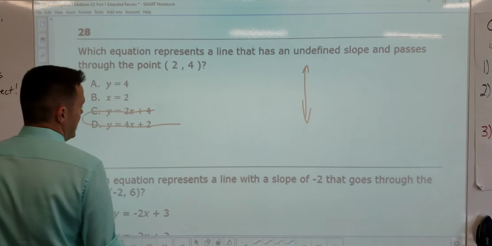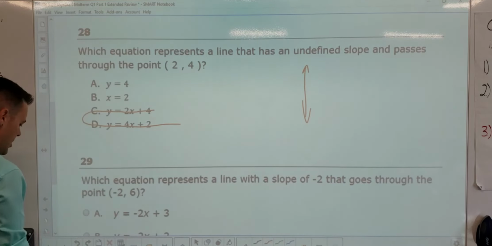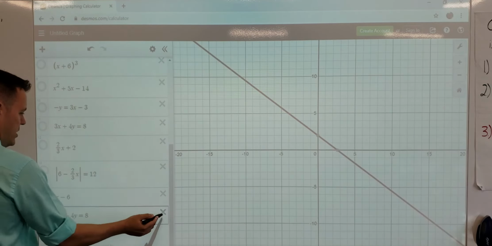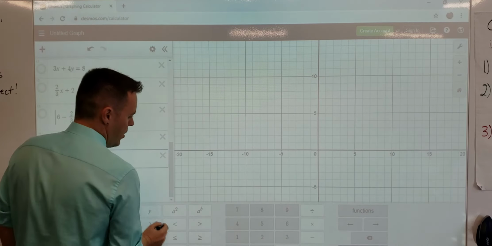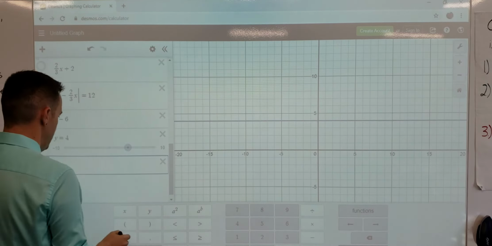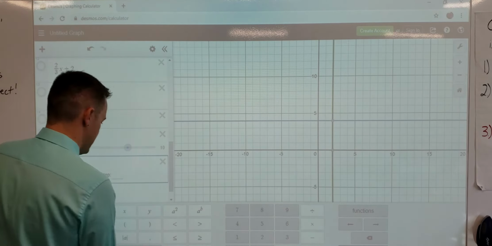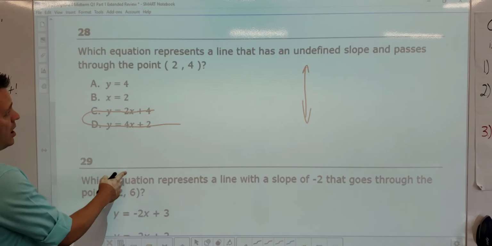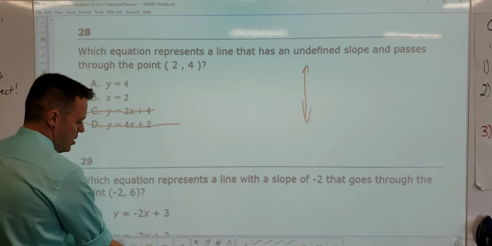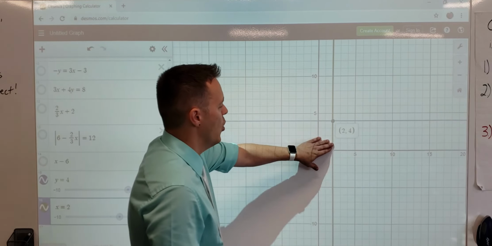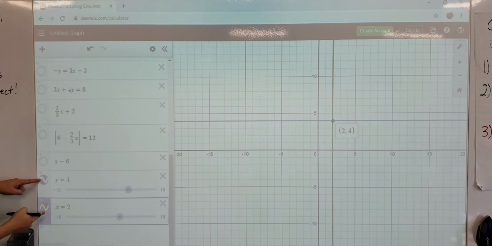So let's find out. Now my point is 2, 4. Okay, so I know I'm going 2, 4 up. And I'm going to go y equals 4, x equals 2. So down here, I'm going to go y equals 4. And then the next one is going to be x equals 2. And then you tell me, ladies and gentlemen, which one of these actually crosses at the point of 2, 4. Well, they both cross at 2, 4, but only one is undefined, and it is the green one. So the green one is x equals 2.